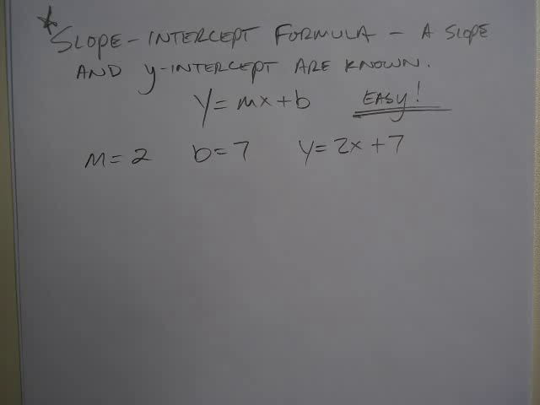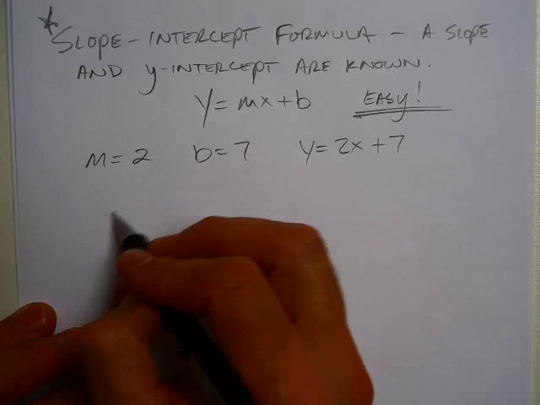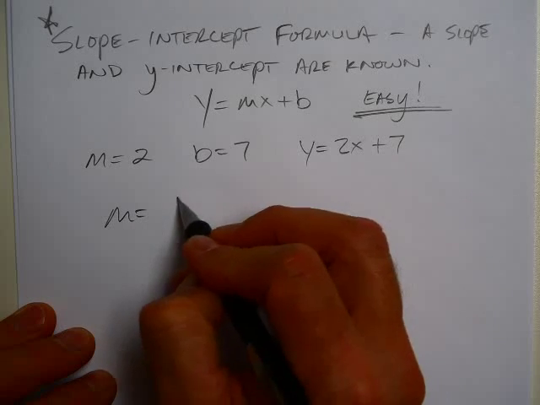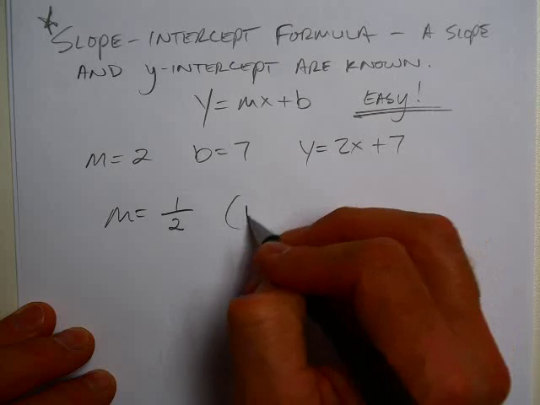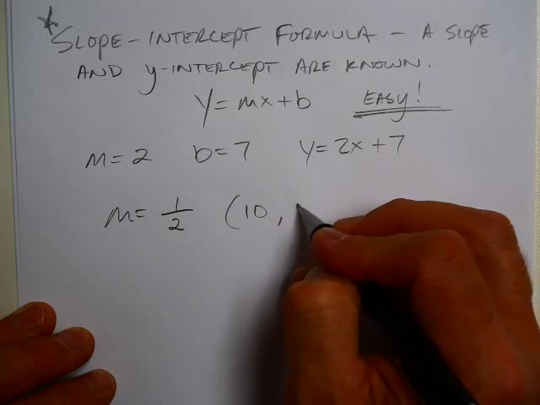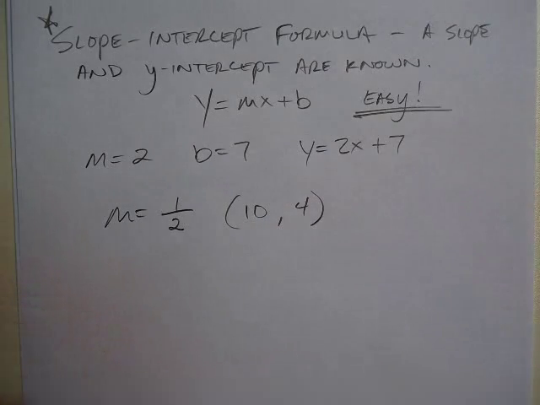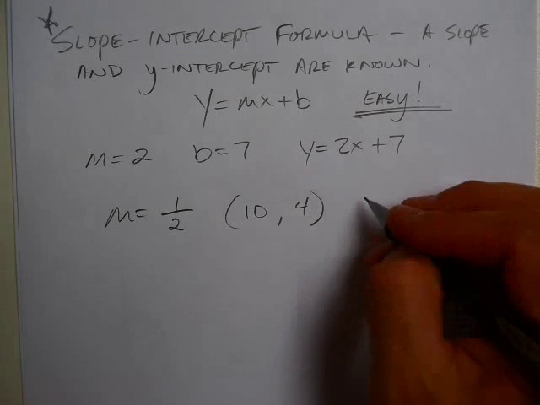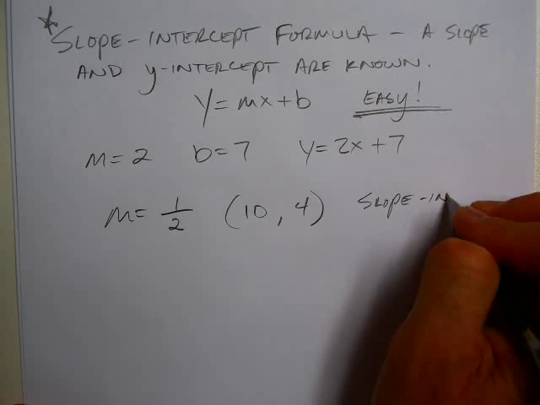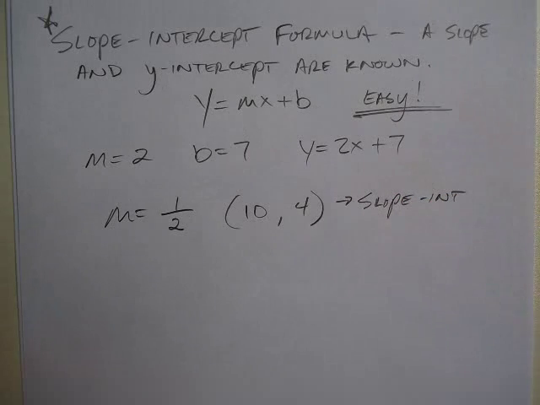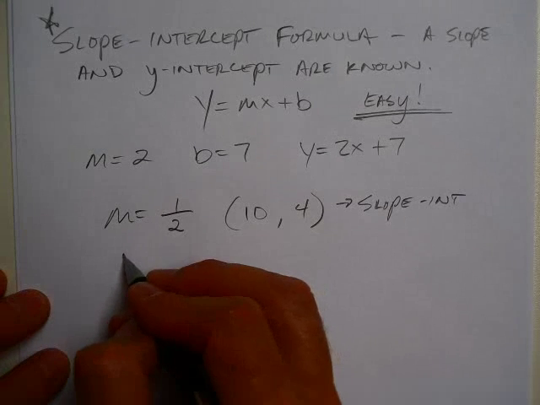So what if I had a problem? I'm going to change it. I'm going to say m equals 1/2, and I give you a point that's, say, 10 and 4. And I want you to put this into slope-intercept form. What you would have to start with is point slope, because that's what you have. So you'd have to go back to that other formula, point slope.